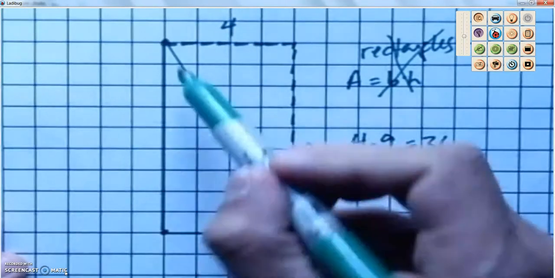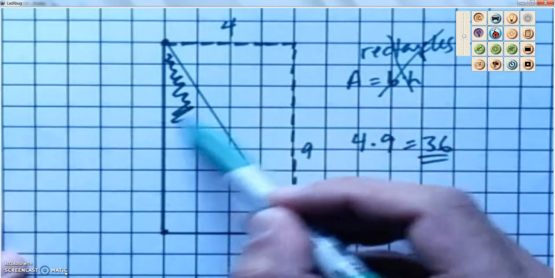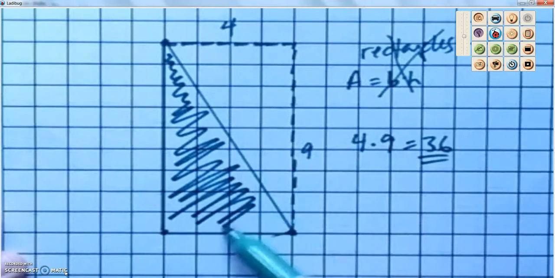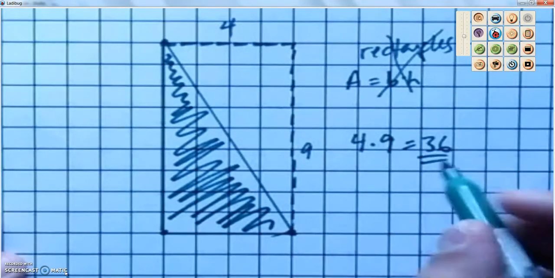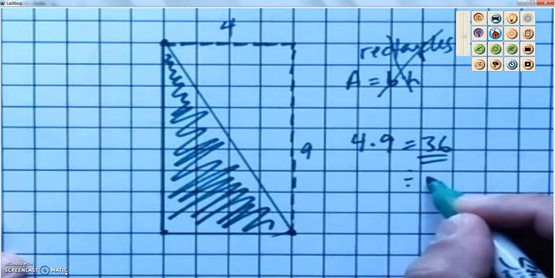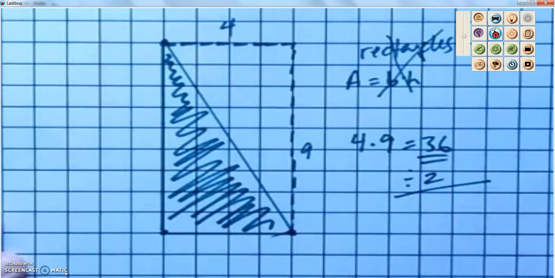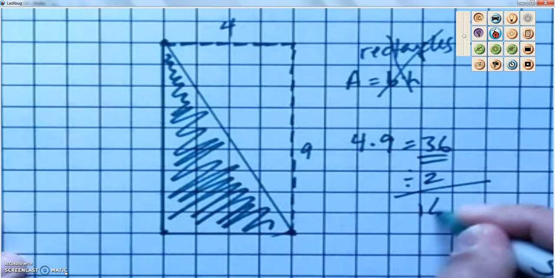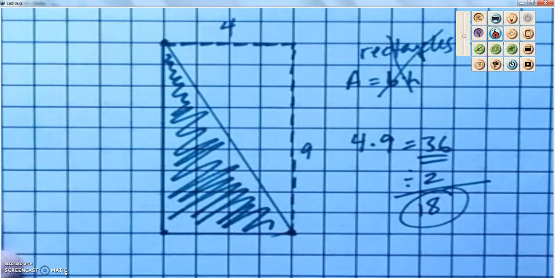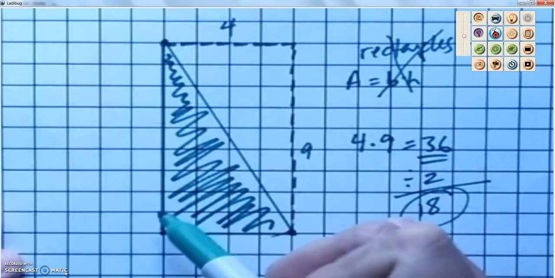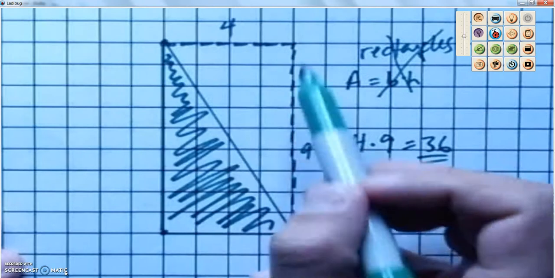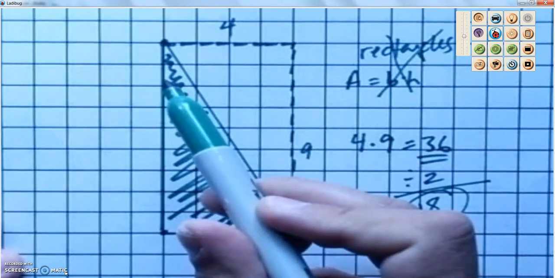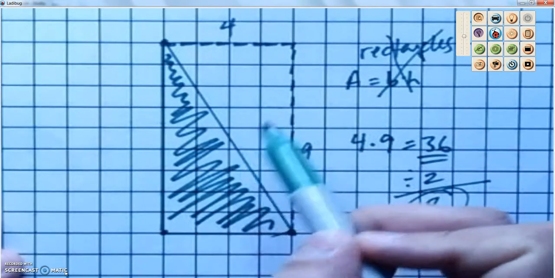So if I just want to look at my triangle, how much space is in there? Well, if the whole rectangle has 36, then my triangle has half of that. Just divide that 36 by 2, and it would have 18 full squares in there. So what I do to find the area of a right triangle is I double it, find the area of the whole rectangle, and then divide it in half.